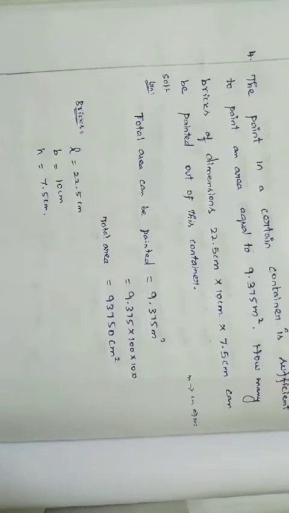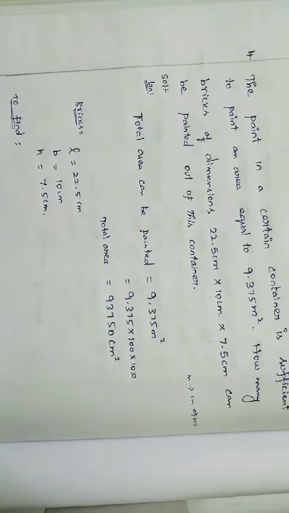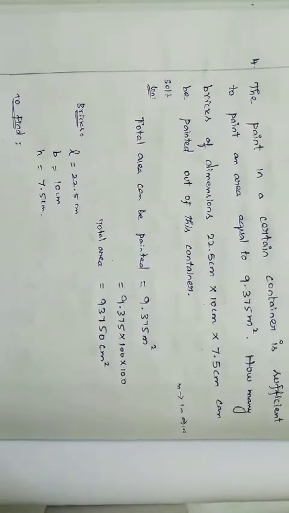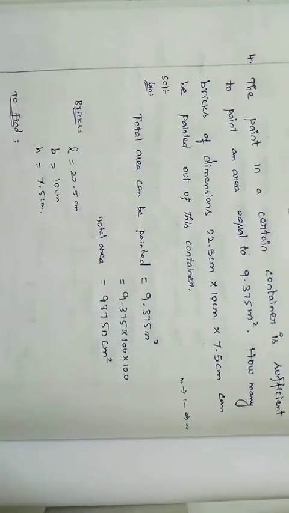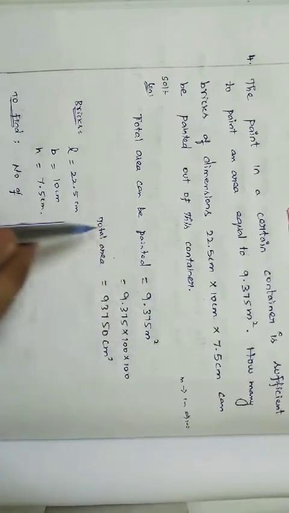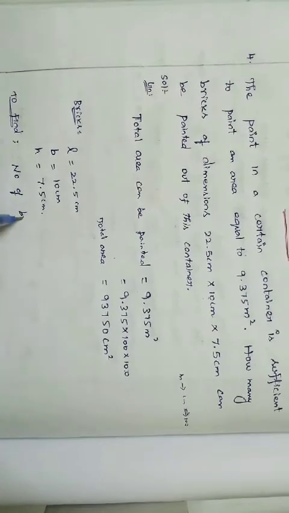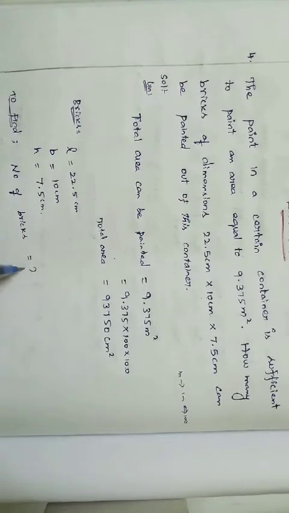Okay, what we want to find is very important. Then only can we analyze what formulas are needed and how we are going to find it. So how many bricks can be painted? The number of bricks that can be painted with this paint. That is the number of bricks we want to find.